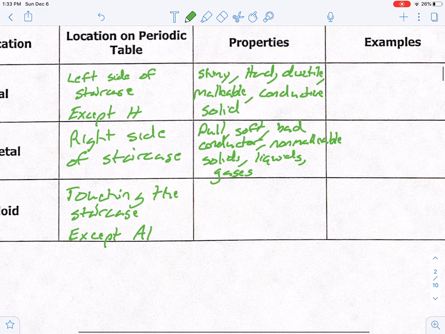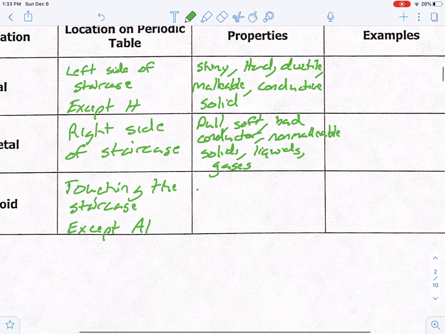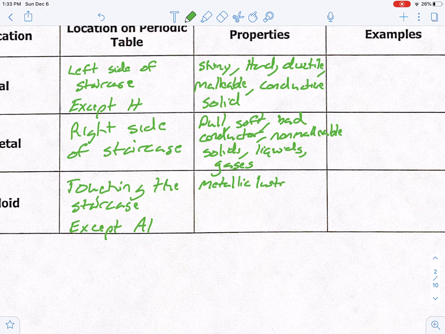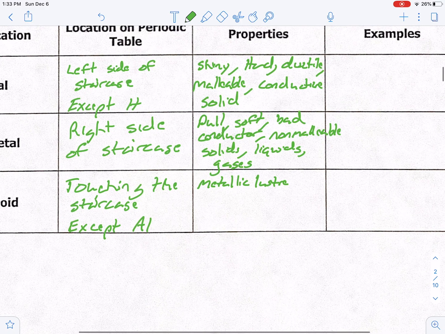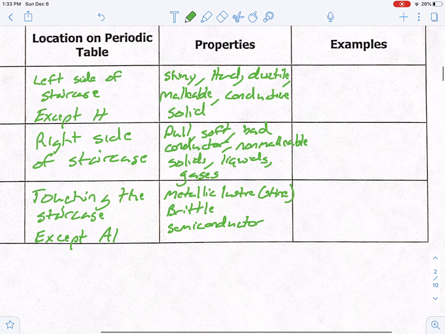And then lastly, properties of metalloids. They kind of have properties of both. Okay, so they can have a metallic luster, which basically just means shine. So they can have a shine like a metal. They're brittle. And they can be semiconductors. So not the best at conducting electricity, but they can be used for it. Okay, so they kind of fall right in the middle.